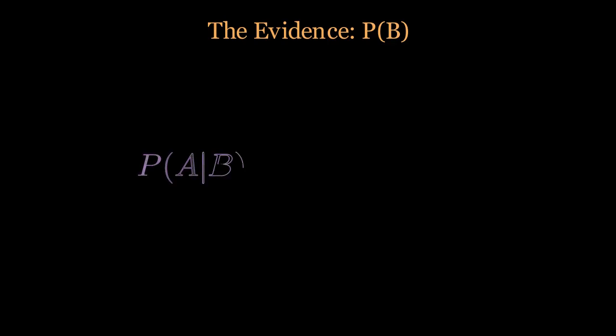Welcome to the third installment of our journey through Bayesian inference. We have explored the prior, our initial state of knowledge, and the likelihood, how well our theories explain the data. But there is a third, often overlooked term in the denominator of Bayes' rule, P of B. This is the evidence, also known as the marginal likelihood.